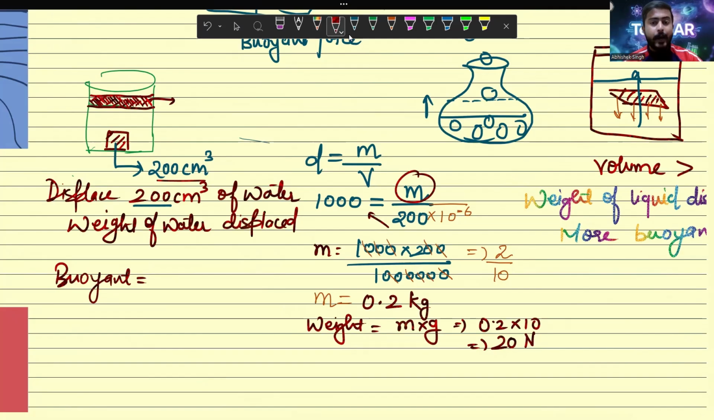So what is the buoyant force? Buoyant force is equal to the weight of liquid that has been displaced. That is equal to 20 Newton. If anyone asks you in which direction it will act, you will say 20 Newton opposite to the weight of the substance. So this 20 Newton force will act upwards on this object. Getting it? This is how we can calculate buoyant force.